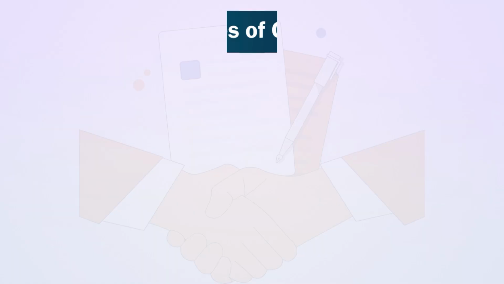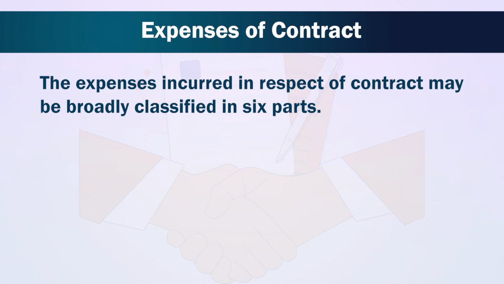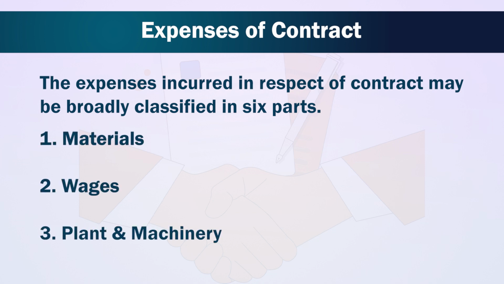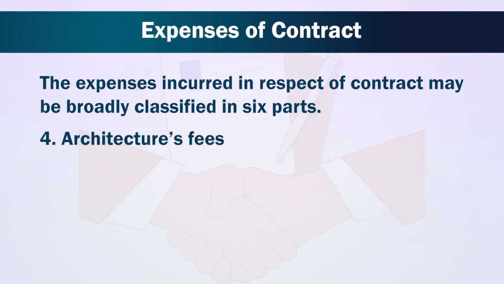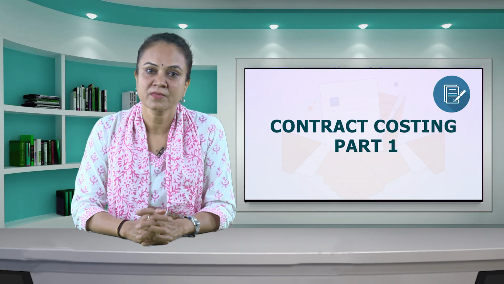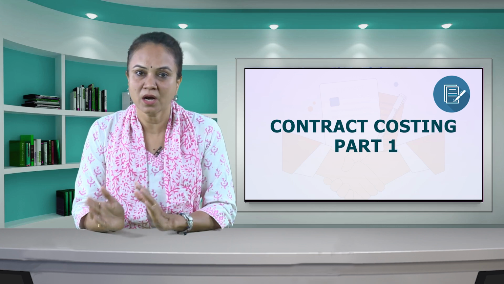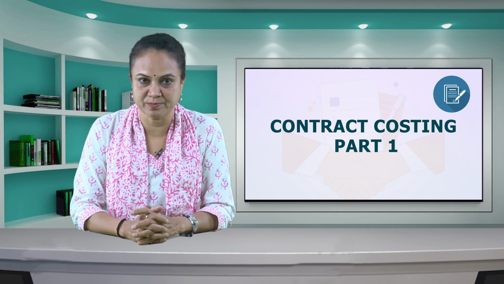Let us understand expenses of a contract. The expenses incurred in respect of a contract may be broadly classified in 6 parts. Number 1, materials, number 2, wages, number 3, plant and machinery, number 4, architect's fee, number 5, other direct expenses, and number 6, indirect expenses. Now, we will study all these expenses in order along with their accounting treatments.